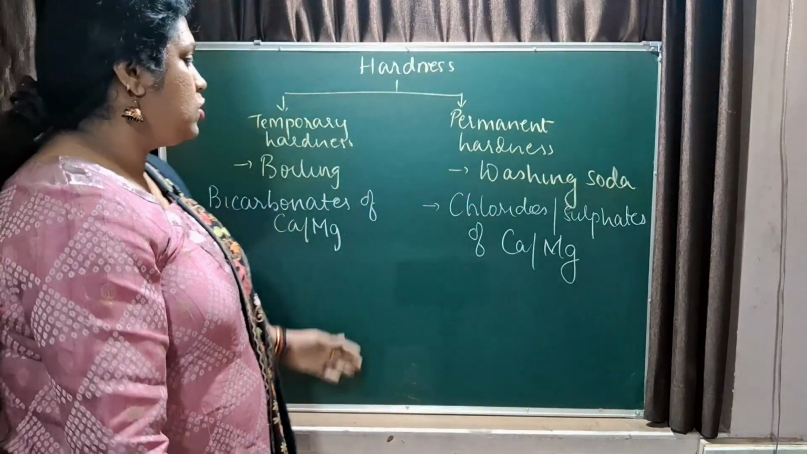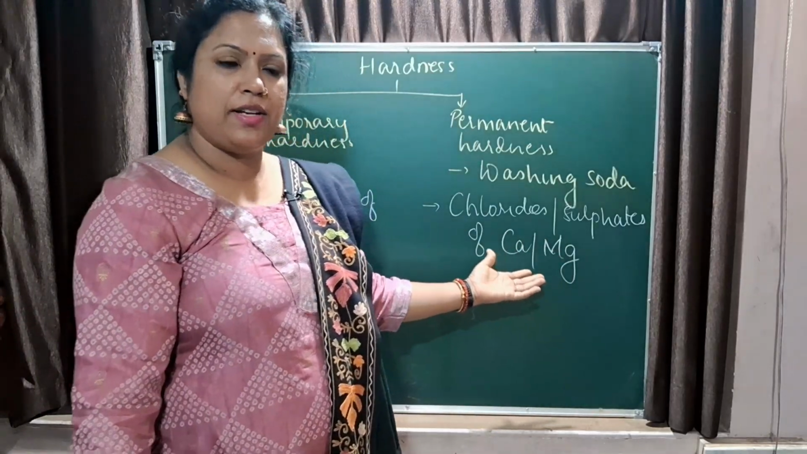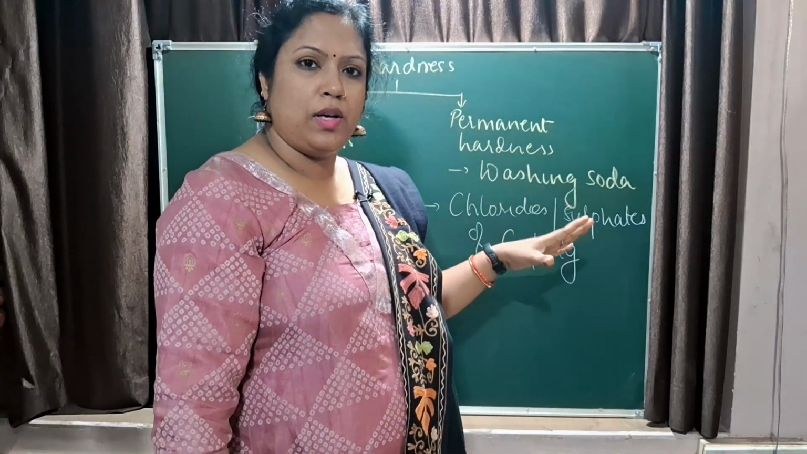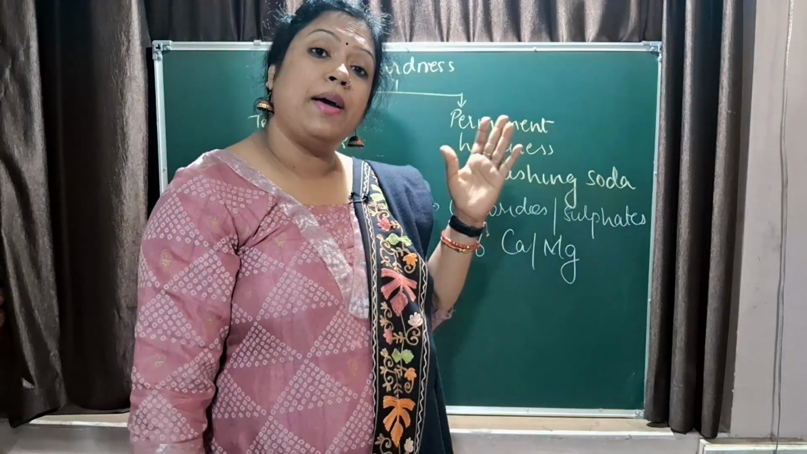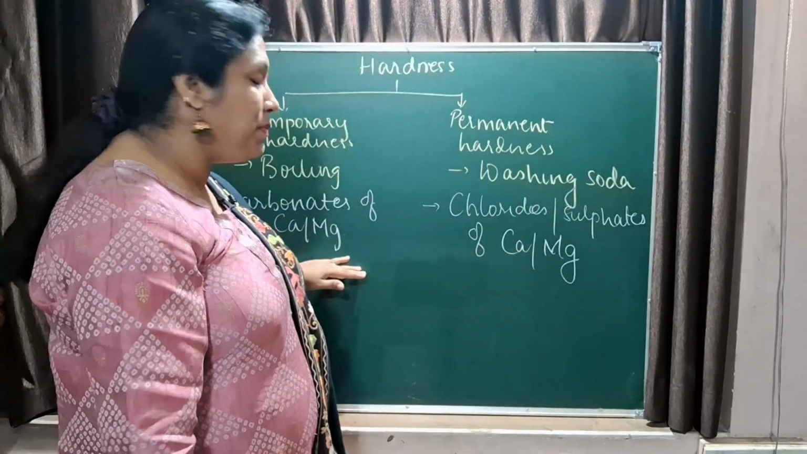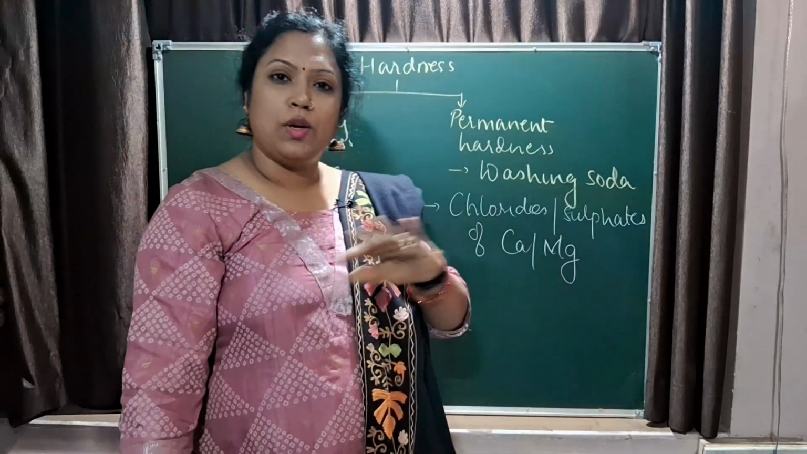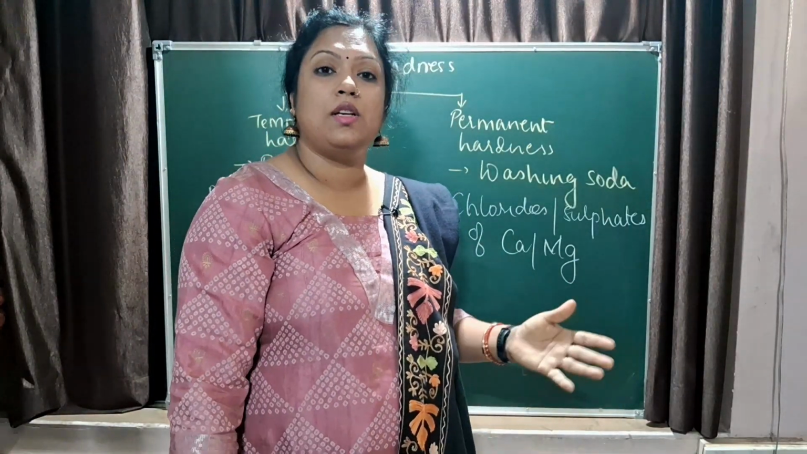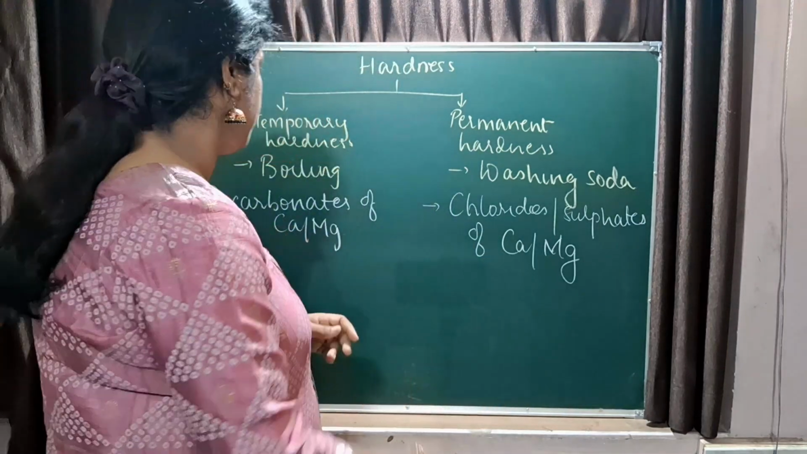Is that clear? These chlorides and sulfates are soluble in water. When you add soap to it, they react with soap and form scum. If by any means you can precipitate these salts out of the water, you can remove the hardness of water. Clear? So let us proceed with the process of how we can remove hardness of water.